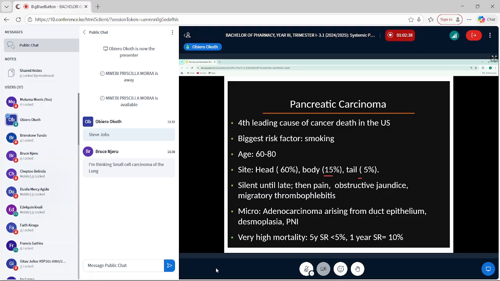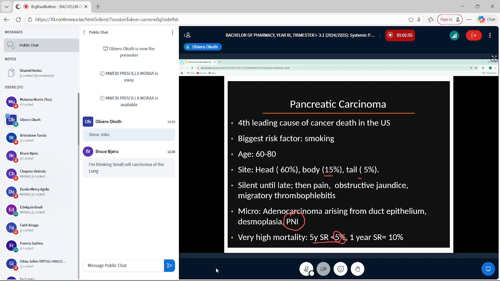Microscopy, they tend to be adenocarcinoma. They arise mainly from the duct epithelium. Sometimes they arise from the acinar epithelium. They have desmoplasia. I'll show you what desmoplasia is. They normally also have perineural invasion. They have a very high mortality rate, a 5-year survival rate of less than 5%.